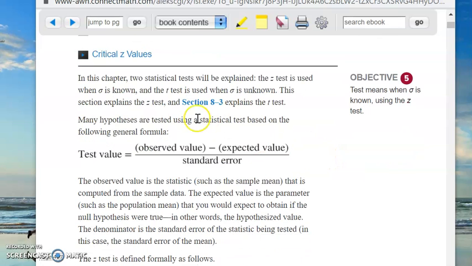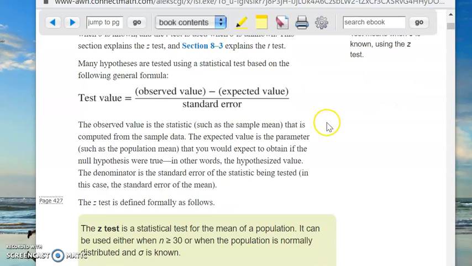Okay, so this section here, 8-2, is going to talk about the Z-test. So that's just one of those things you have to memorize. One of the few things you have to memorize is the Z-test is when you know sigma. If you don't know sigma, then you use the T-test, which is in section 8-3. Now this right here is worth its weight in gold. This is what's really going on all the time.